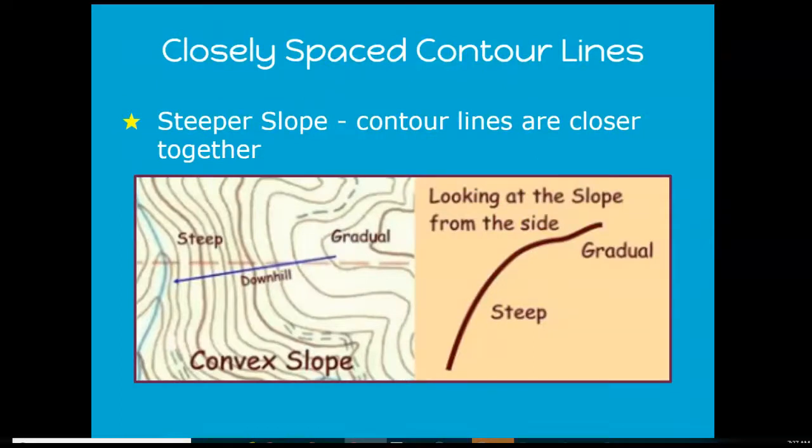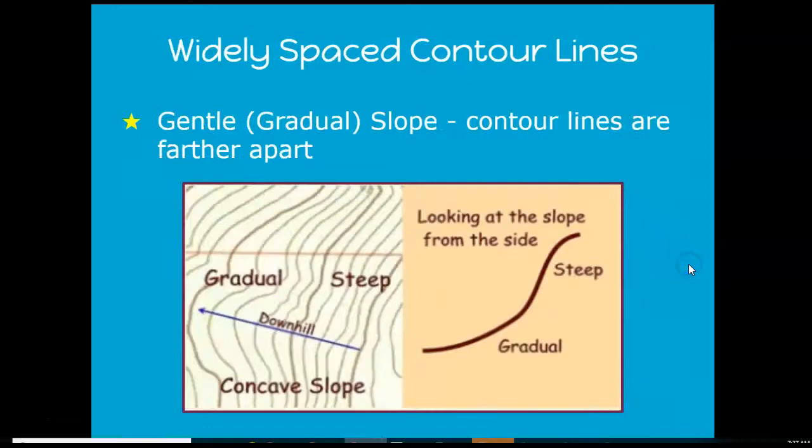Another thing to look at is the spacing. You see over here we have tightly spaced lines, right? There's very little space between these contour lines. That indicates a steeper slope. You might see where they start getting more spaced out. You see the wider spacing in here. That wider spacing indicates a more gradual or gentle slope.